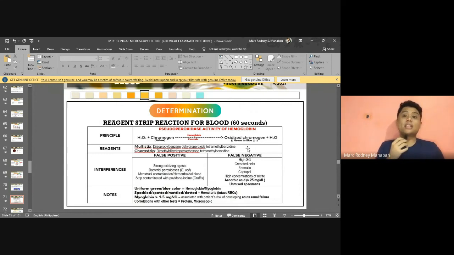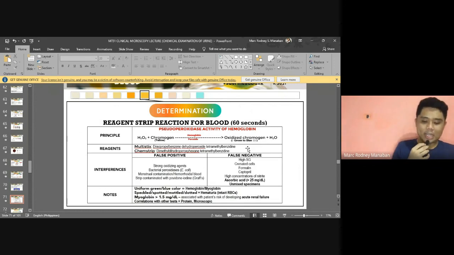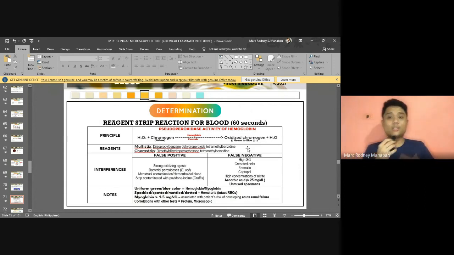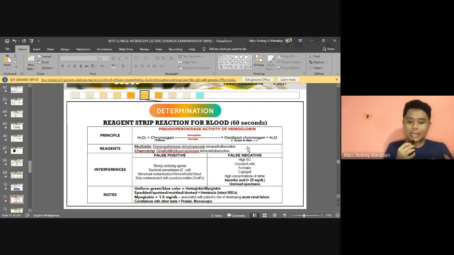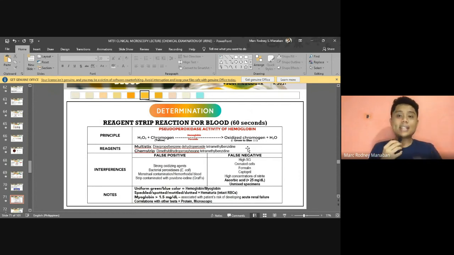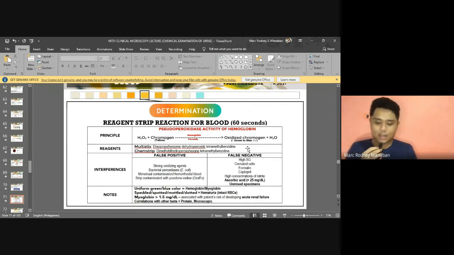But it depends on the lab. Other doctors or labs are okay with it as long as it is noted on the result form or the specimen collection that it was collected during a menstrual flow or during the period of the patient. Okay, all right. Now, false negative, of course, high SG, which leads to crenated cells. So the RBCs can no longer be detected, because they have crenated. Formalin and captopril and high concentrations of nitrite decrease sensitivity of the tests, alright.